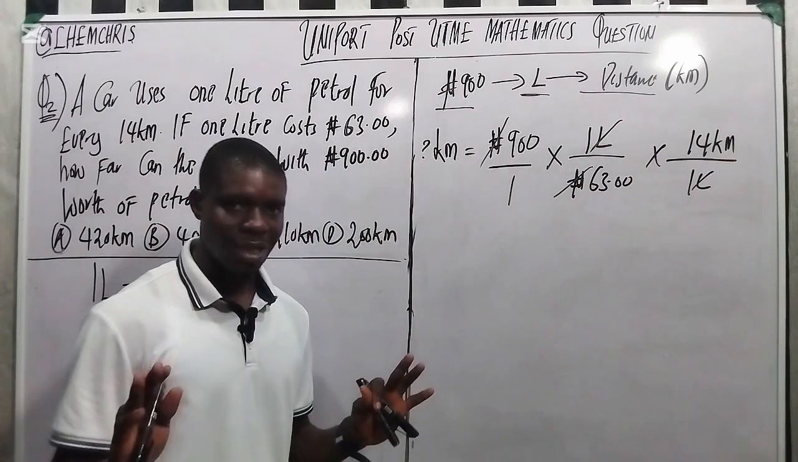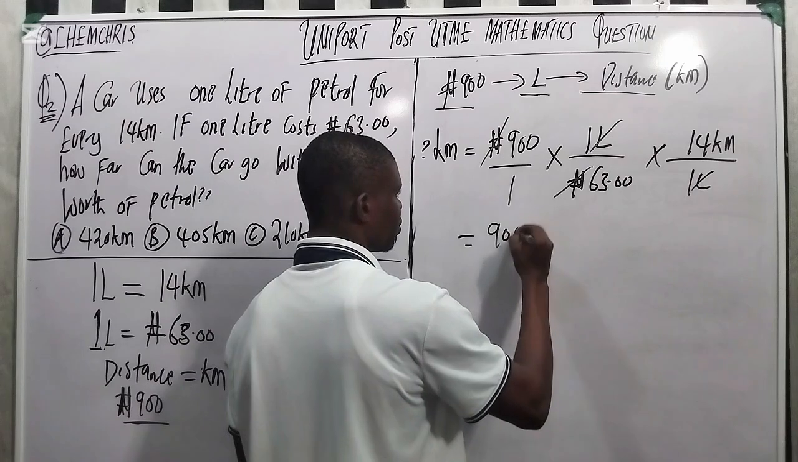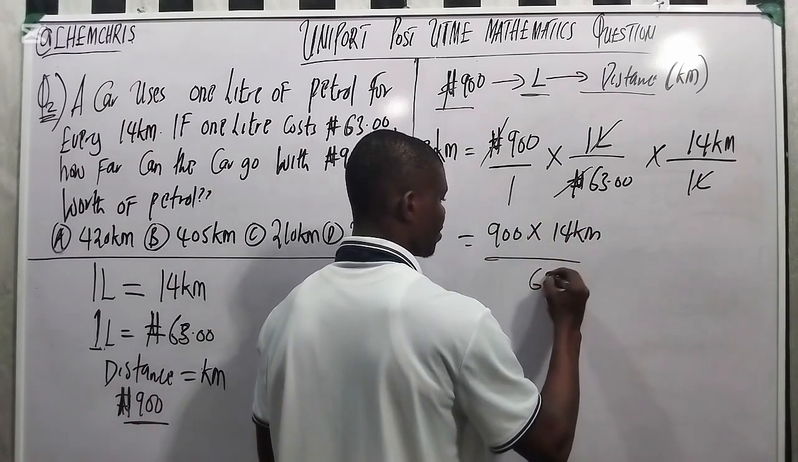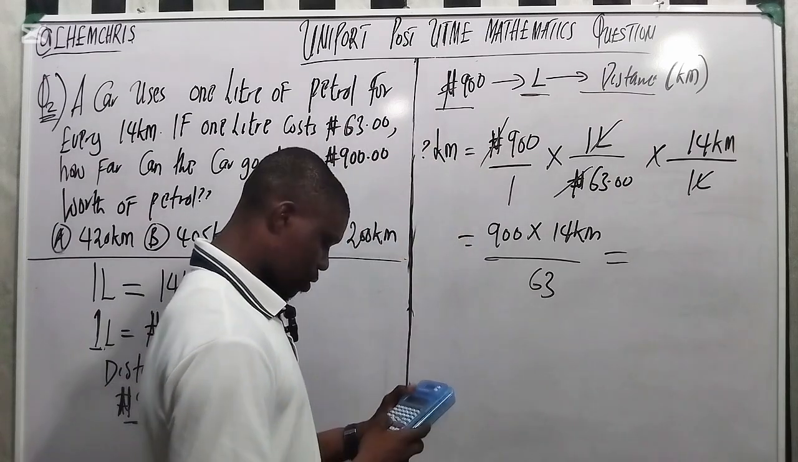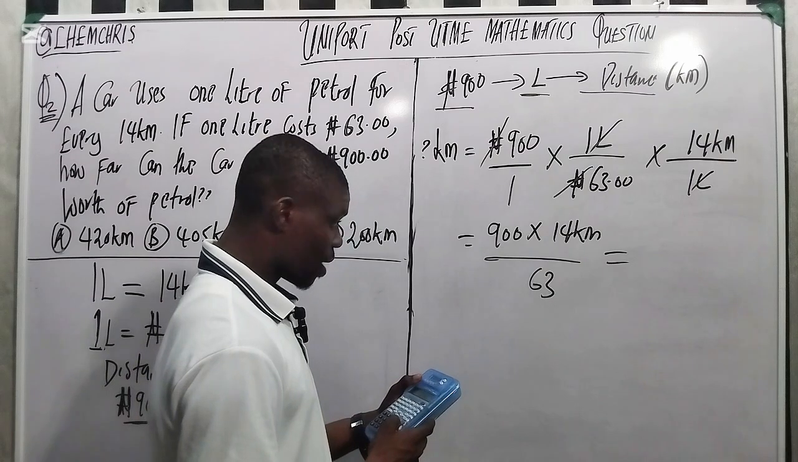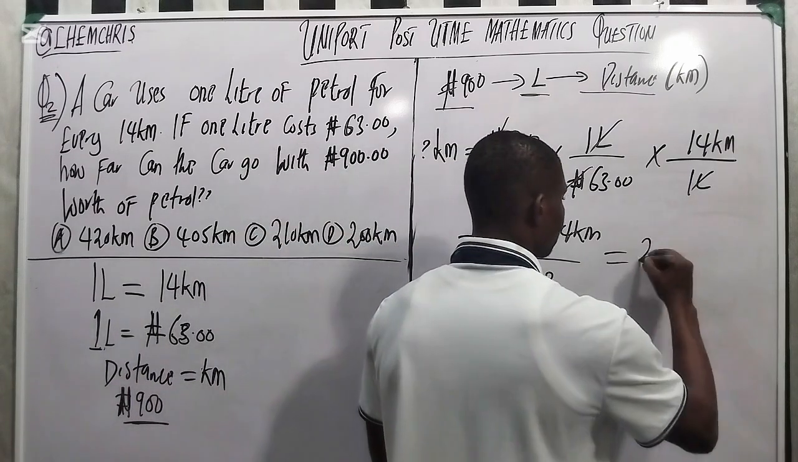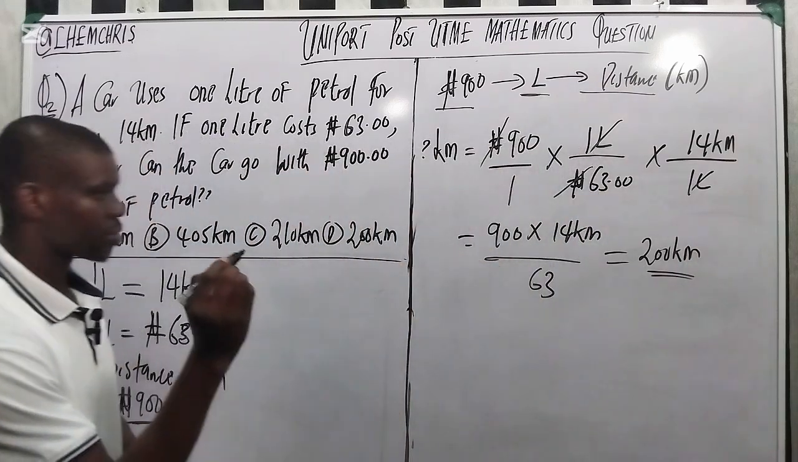Now I know that you will not understand. I'm going to show you on that step. But you understand here we have 900 times 14 kilometer over 63. What will that be the answer? So we have 900 times 14 divided by 63. We have 200. So it will be 200 kilometer. That is the answer.